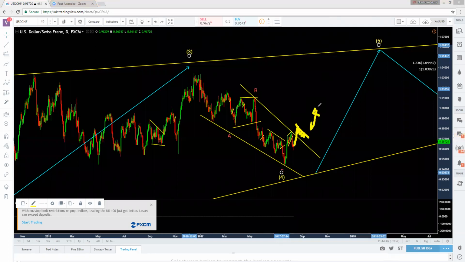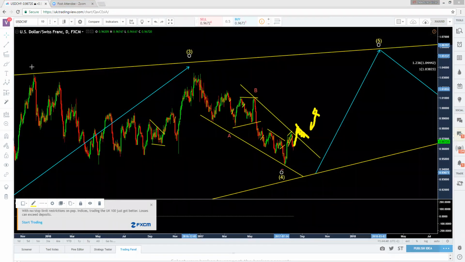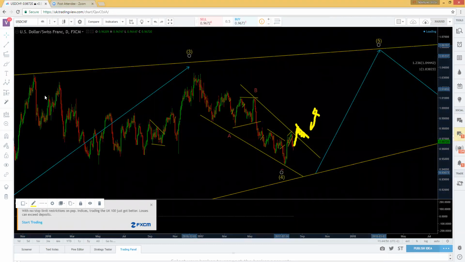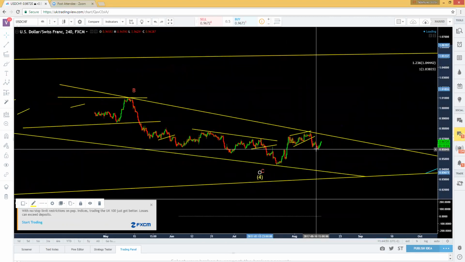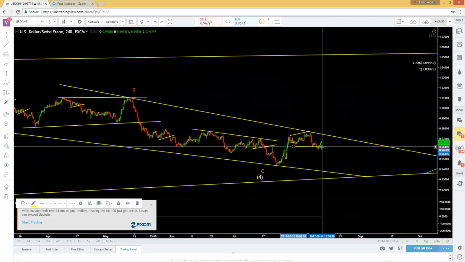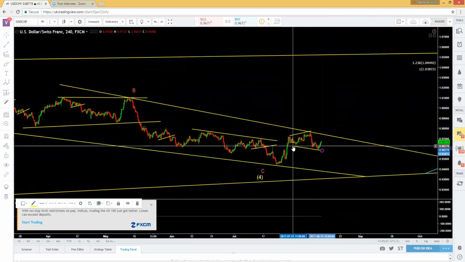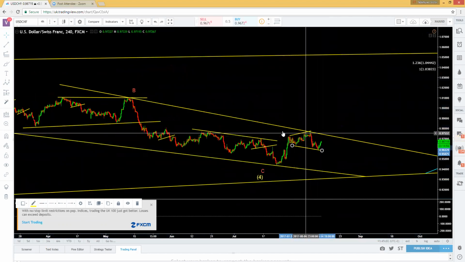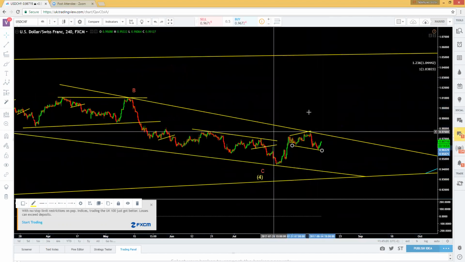Because that's the US dollar index looking at the daily. So if I just go down to the 4-hour chart to drill down just to see exactly what is happening in there, you can see that it is possibly forming a larger corrective structure.